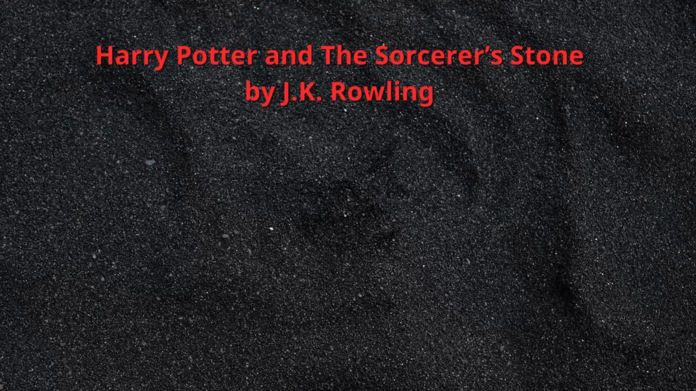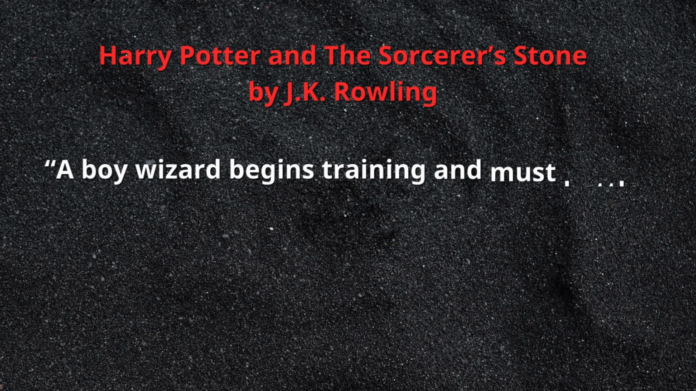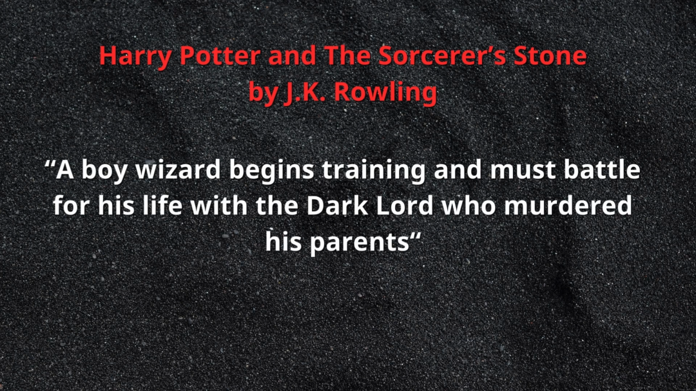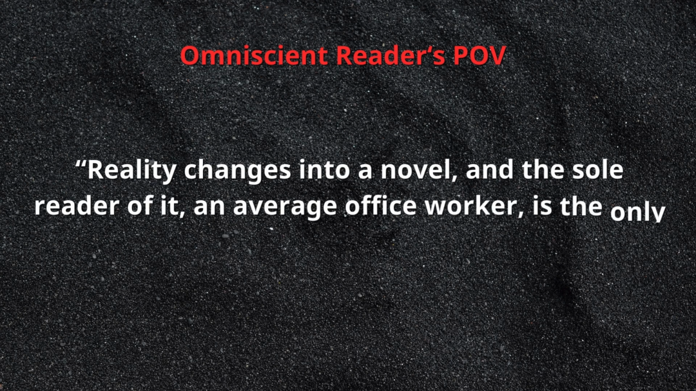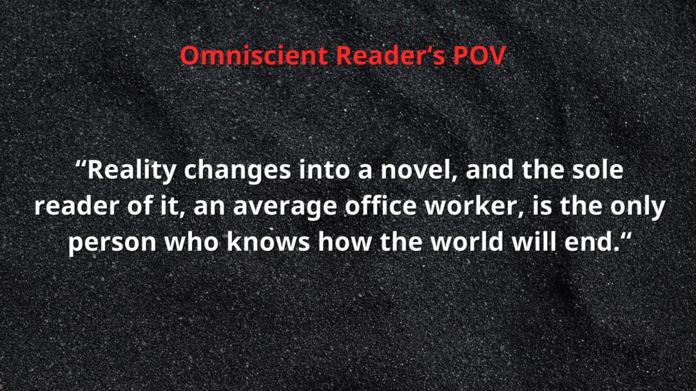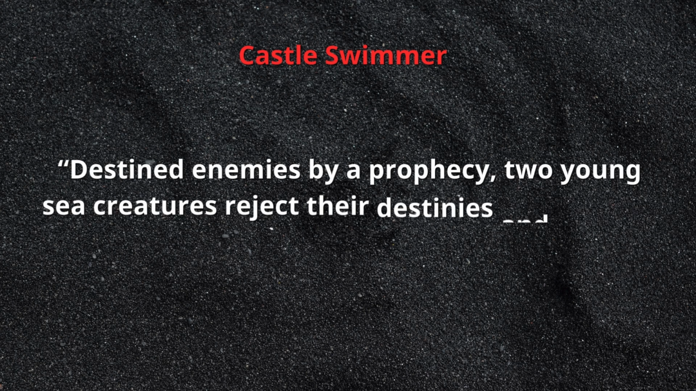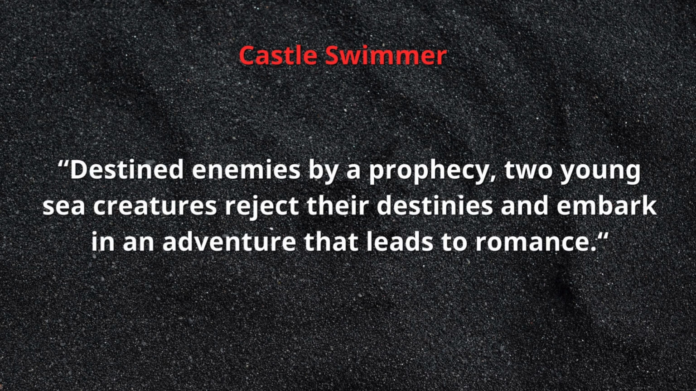For instance, in Harry Potter and the Sorcerer's Stone by J.K. Rowling, the logline would be: a boy wizard begins training and must battle for his life with a dark lord who murdered his parents. Some other examples in famous webtoons: let's take Omniscient Reader's Viewpoint. Reality changes into a novel and the sole reader of it, an average office worker, is the only person who knows how the world will end. And for the romance genre, let's use Castle Swimmer. Destined enemies by prophecy, two young sea creatures reject their destinies and embark on an adventure that leads to romance.